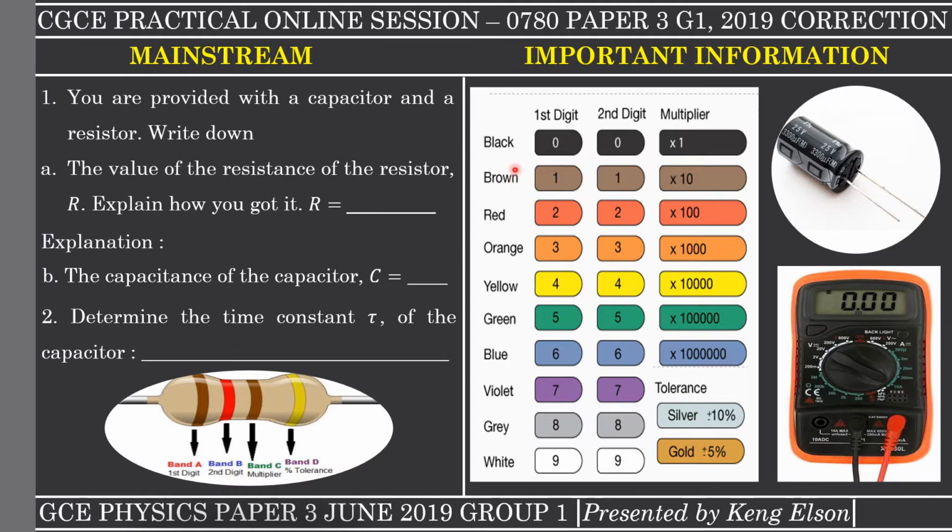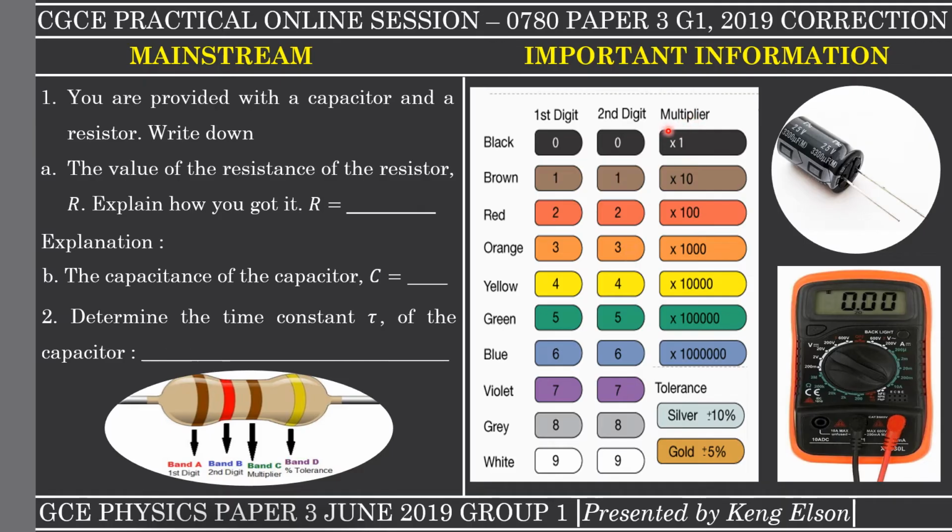Anyways, if my first color is brown, my second color is orange, and my third color is green, then my resistance will be: the first color is brown, so the first digit is 1. The second color is orange, so the second digit is 3, so you have 13 already. Then the third color is the multiplier, so you multiply with 10 raised to the power of something.